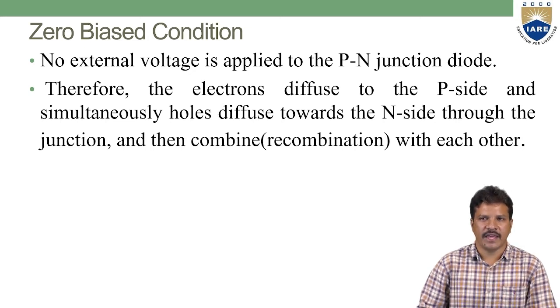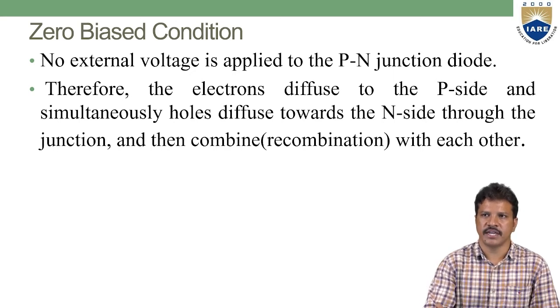Therefore, the electrons diffuse to the p side, and similarly, holes diffuse towards the n side through the junction, and then combine with each other, which is also called recombination. Why does this happen without giving any voltage, any potential or biasing to the p-n junction diode? These charge carriers move because of the concentration gradient.